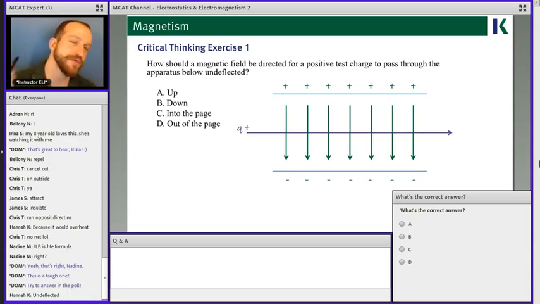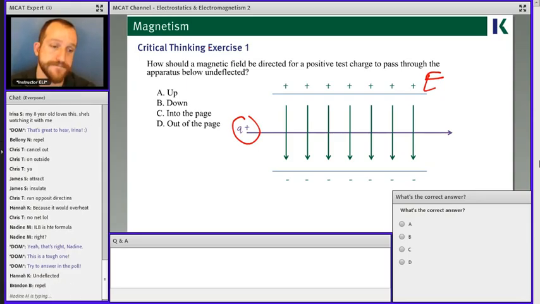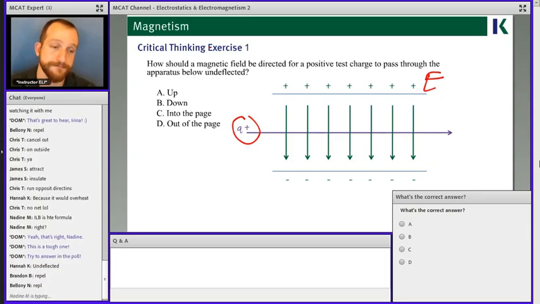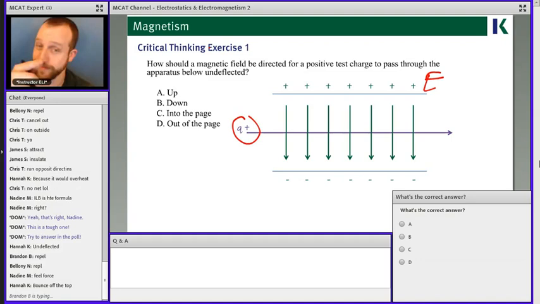So let's talk it through piece by piece. Let's suppose that we didn't have any magnetic field. If we didn't have any magnetic field and we have a positive charge moving into a space that has an electric field, what's going to happen to a positive charge as it's moving through an electric field? Yeah, Nadine's got the most vague answer, which is the one I'm looking for here first. But Brandon and Bellany, you've got my follow-up question. It's going to feel a force.